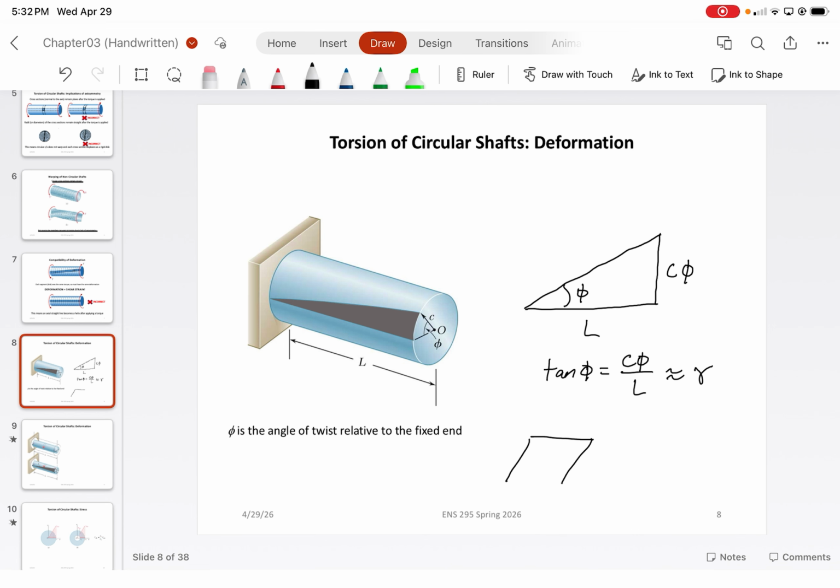A good example of this would be if we had a block here and we subjected it to some force V. You should recall that this dimension here was delta V, and this was our original dimension L. In this case, gamma was just basically equal to delta V over L. So it's the same thing. We're assuming small deformations, which is why we're able to make this approximation. Are there any questions about this so far?